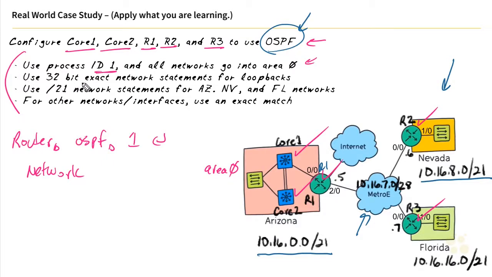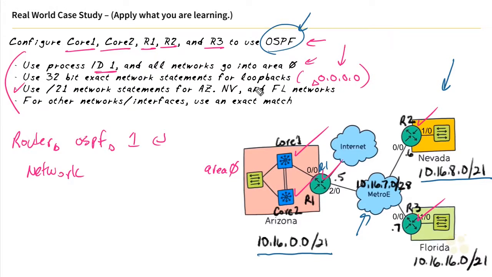They also want us to use 32-bit exact network statements for loopbacks. So that would imply a wildcard mask of 0.0.0.0. So a loopback, for example, on Core 1 or Core 2, whatever it is, we'll do a show IP interface brief, see what that loopback is, and then we'll put in that loopback, all 32 bits, followed by a wildcard mask of all zeros to indicate we want an exact match on that. Okay, that's easy enough. And then this third one says, use /21 network statements for Arizona, Nevada, and Florida networks.